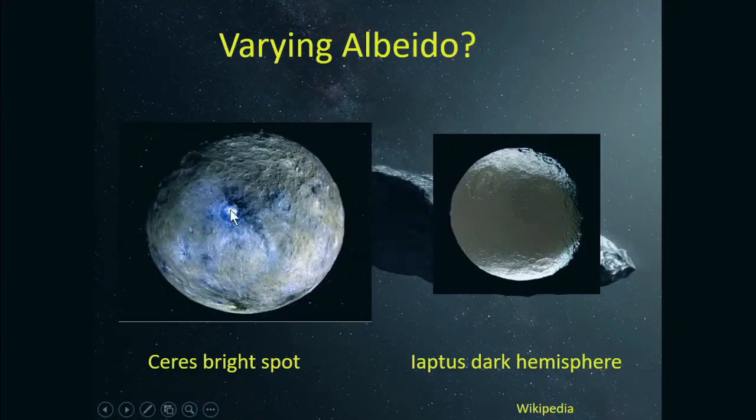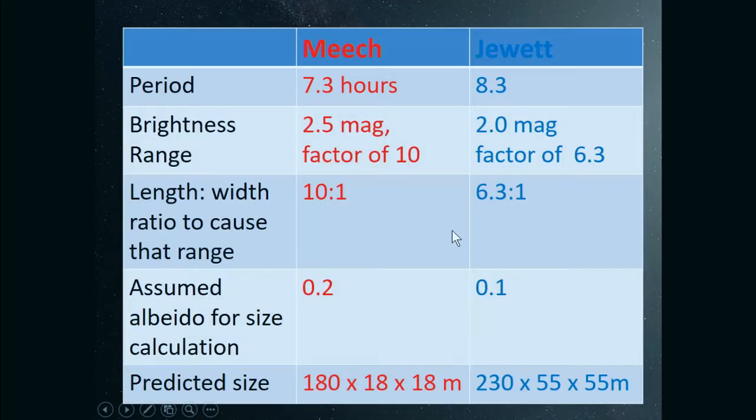So what causes the varying brightness of these things? Well, it could be a bright spot, like on Ceres, or I think it's Iapetus, the moon, that has a dark hemisphere. That's one of the facts I wanted to check before I did this, but I ran out of time. So here's the summary from Karen Meech's group and David Jewitt's group. They get close periods, and 8 hours is a typical time for asteroids to get bright and faint. The brightness range from this group is 2.5 magnitudes, which is a factor of 10. This group is only 2 magnitudes, which is 6.3.